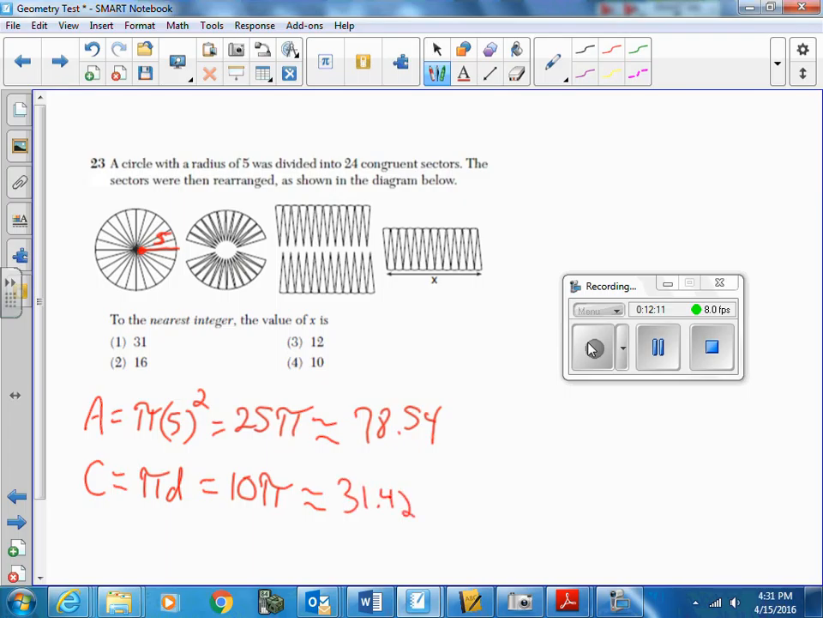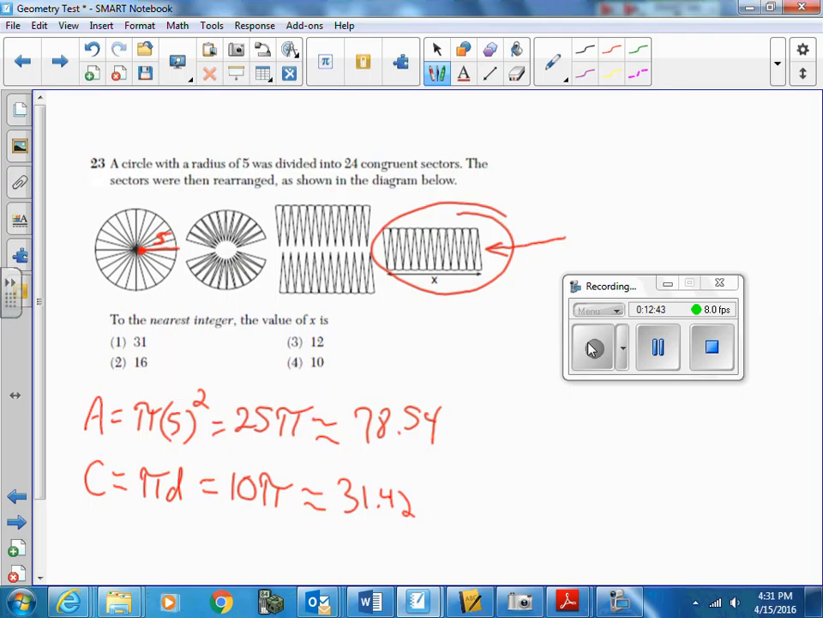Now, I'm not sure if I'm going to have to use either one of those or both of those. So, let's see. All right. So, when we're looking at this, look at what they do with the circle. They cut it into pieces, and then by the end we have what you almost could call a rectangle, or pretty close. Now, what is the length of each one of these pieces?